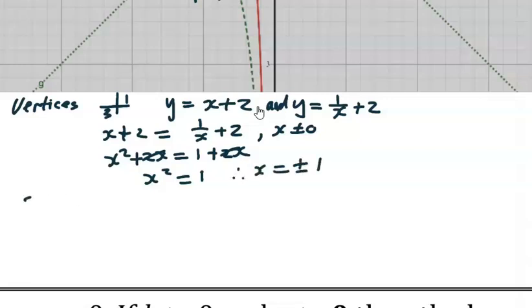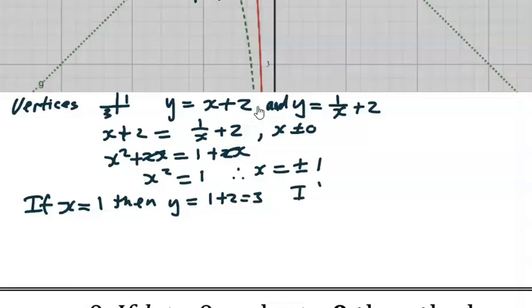So if x is equal to 1, then y is equal to 1 plus 2, which is 3, and if x is equal to minus 1, then y is equal to minus 1 plus 2, which is equal to plus 1.